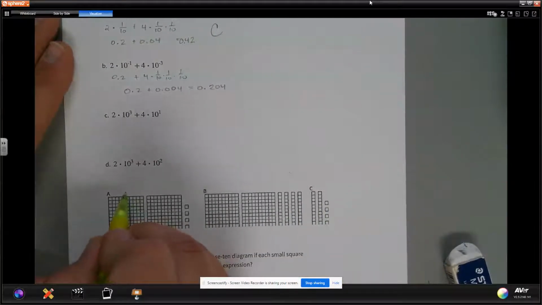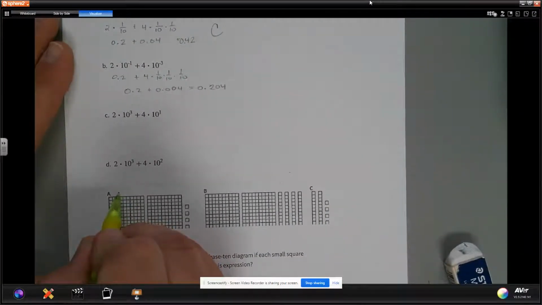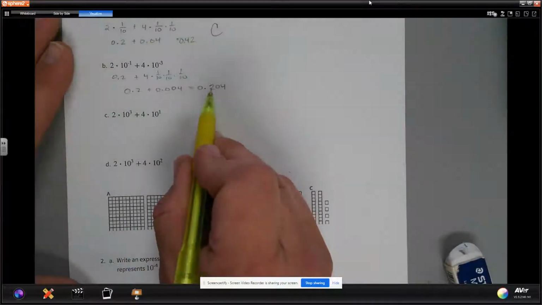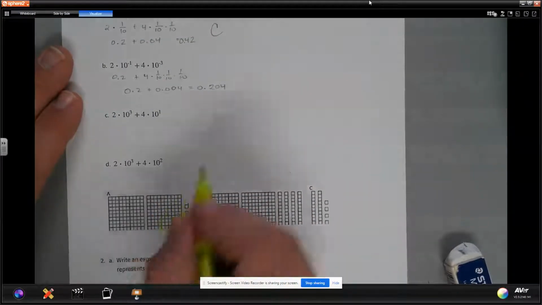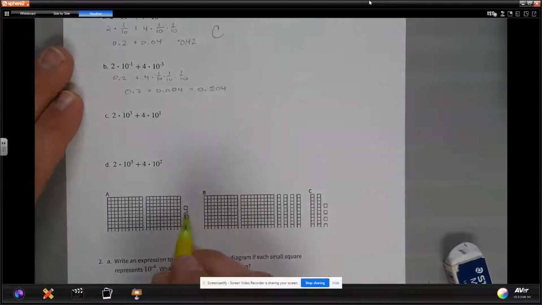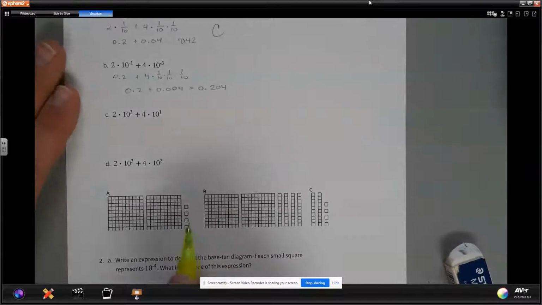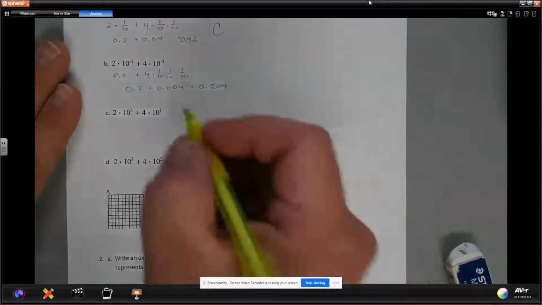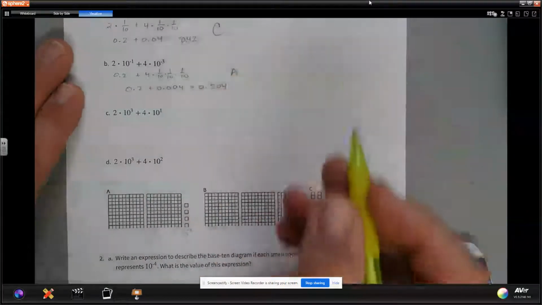But when we look here at A, this 100 right here could represent the first value of the tenths, and then another tenth, and then we get to the 4 thousandths, because we're looking at the small squares as 10 to the negative third power, or each as 1,000th. So there's 200 thousandths right here and here, plus another 4 more. We would match this one with A.